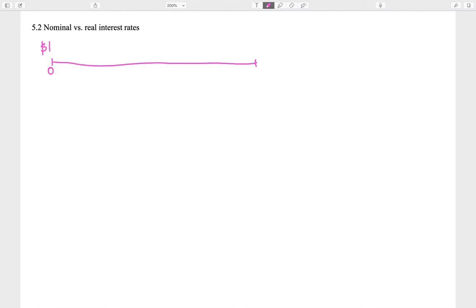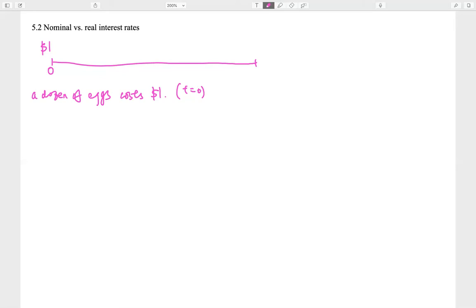And let's say now a dozen of X costs exactly $1 at time 0. Okay, so this is time 0. That means I can use my $1 to purchase a dozen of X at the current time.